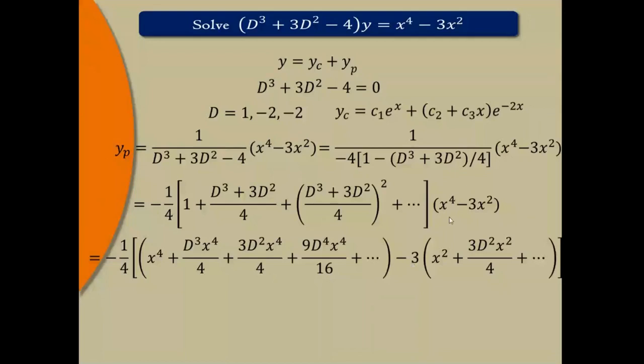Minus 3 is, we can take the constant outside. 1 into x square, we can keep it. D cube x square is 0, since the higher power derivative of x square is 0. 3d square by 4 x square, no problem, we can take that. D cube square is a higher power than 2, skip it. D cube into d square is a higher power than 2, skip it. D square square is a higher power than 2, skip it. All the rest of the terms are higher power than 2, so we skip them.